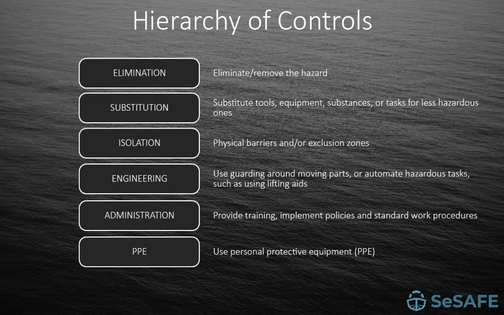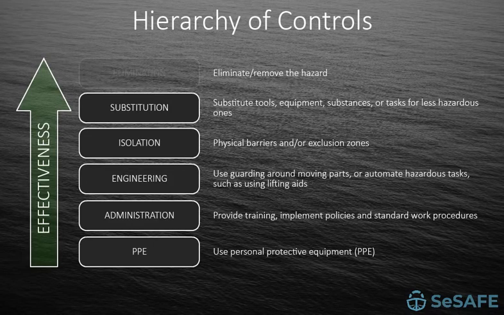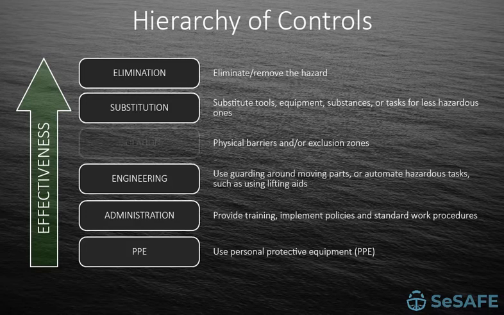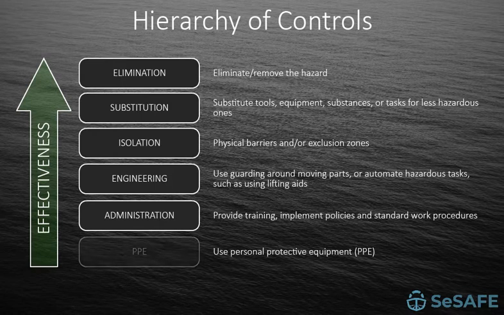Let's recap. The hierarchy of controls, from most effective to least effective, is elimination, substitution, for example substitution of tools, equipment, substances, or tasks for less hazardous ones, isolation, such as physical barriers or exclusion zones, engineering, including guarding around moving parts or use of winches to lift heavy items, administration, such as training in safe practices and the implementation of safety policies, including safe working procedures. Finally, personal protective equipment.